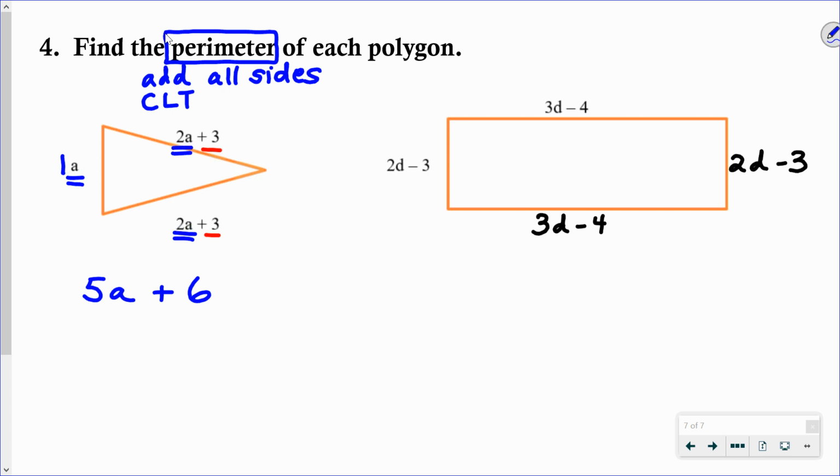So again, we're just going to combine like terms, and I want to put things in standard form, so I'm going to start with the variable term here. I've got 2d plus 2d is 4d plus 6d is 10d. Then we want to add our numbers together. So a negative 3 and a negative 3 is a negative 6. Negative 4 and negative 4 is negative 8. Negative 8 and negative 6 is negative 14.